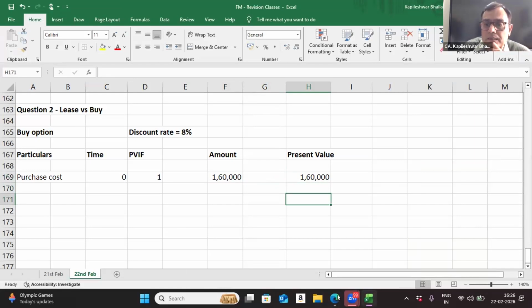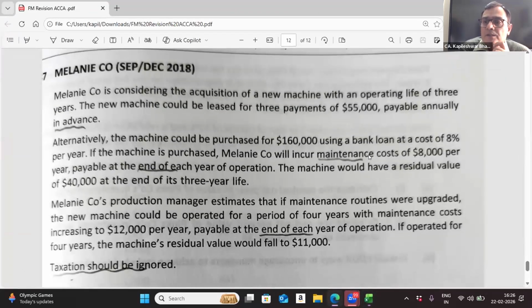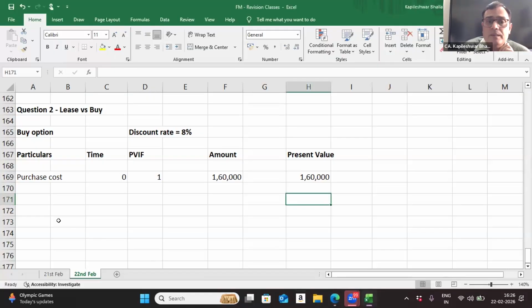Okay, let's see the other inputs. So I am given the purchase cost, which is done. Then there is a maintenance cost payable at the end of each year. So let's take the maintenance cost. So maintenance cost will be taken at what timing factor?